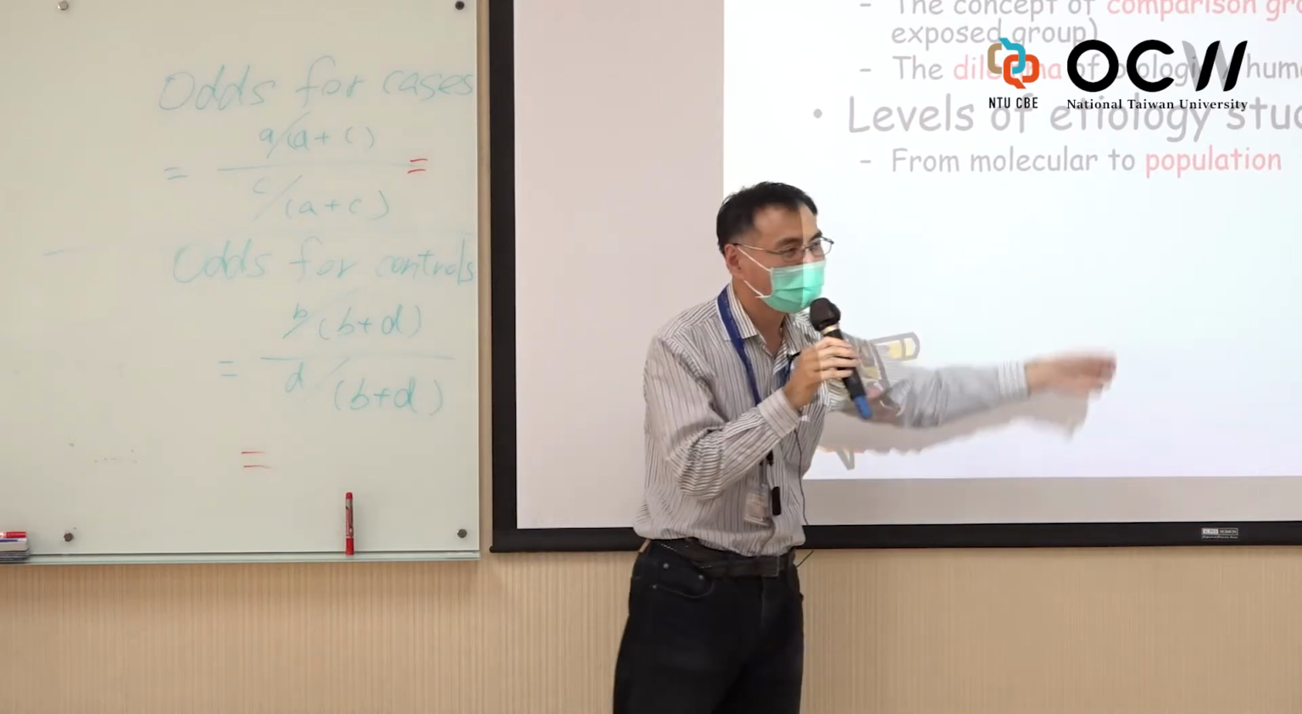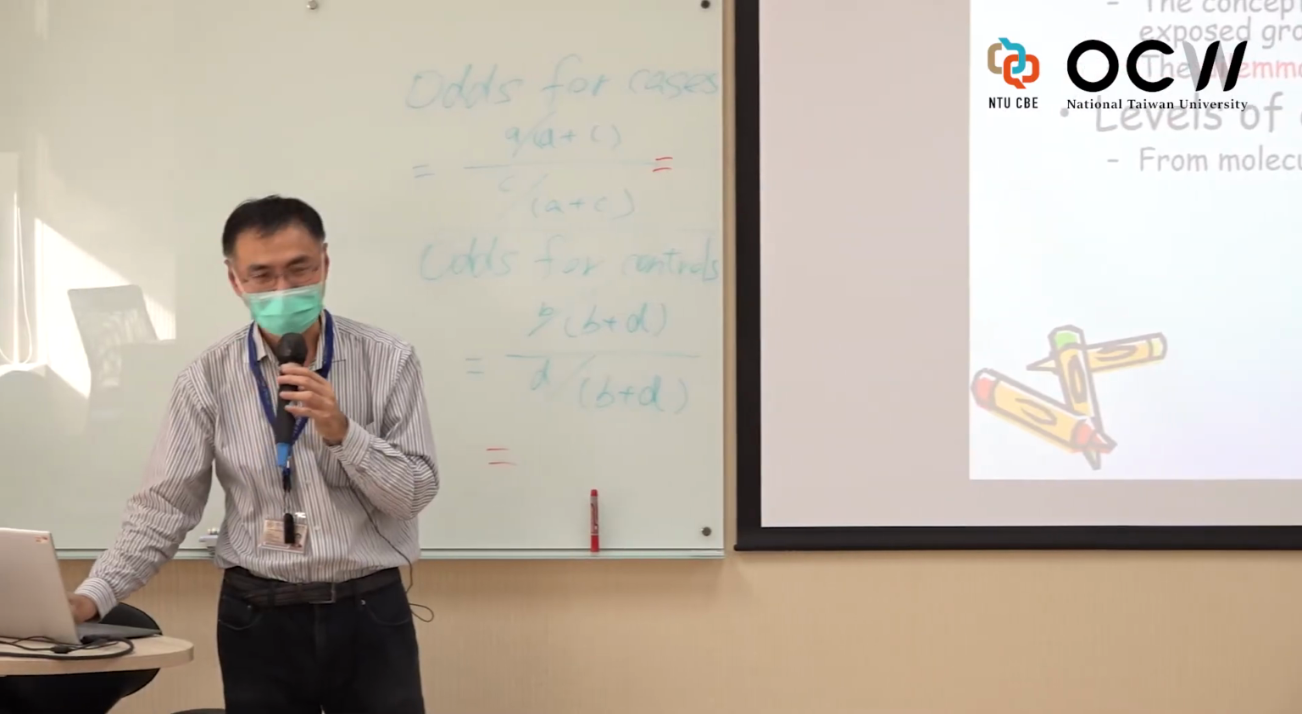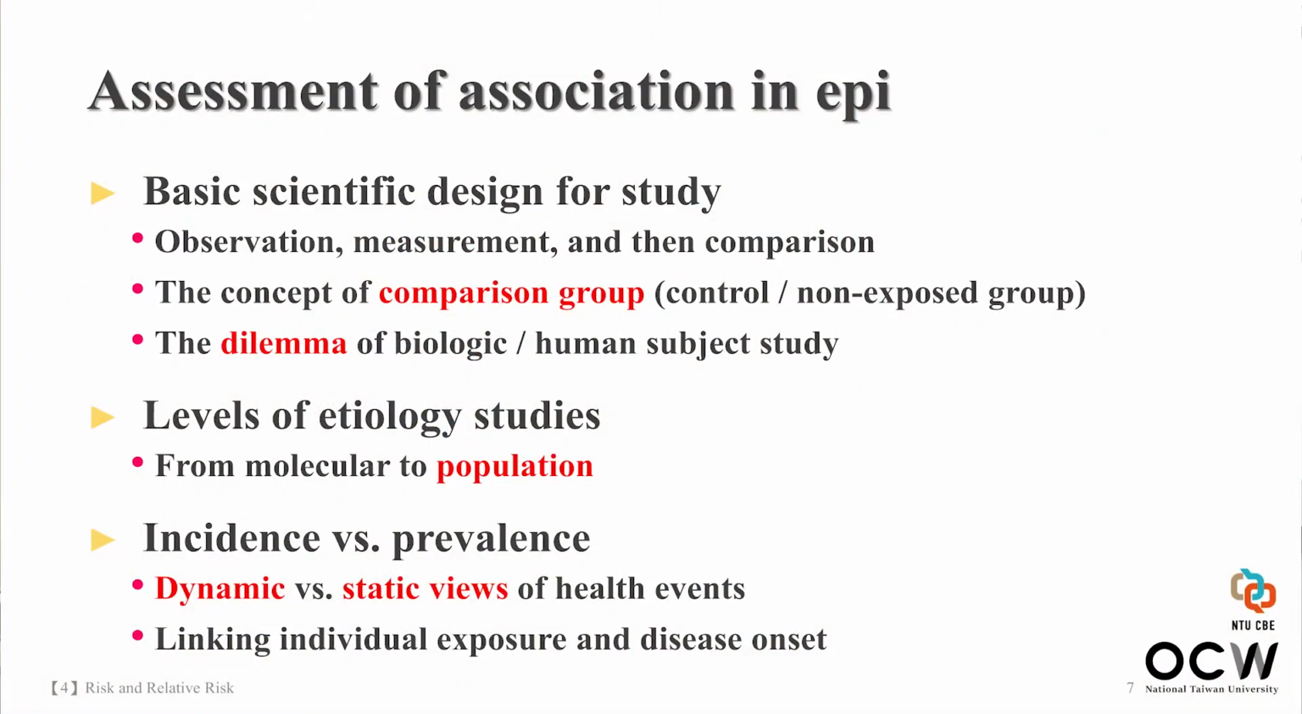But at population level, epidemiology is the tool or the weapon we have about the etiology, the causes of disease. Incidence and the prevalence are the two basic indicators about the risk of the disease, right?